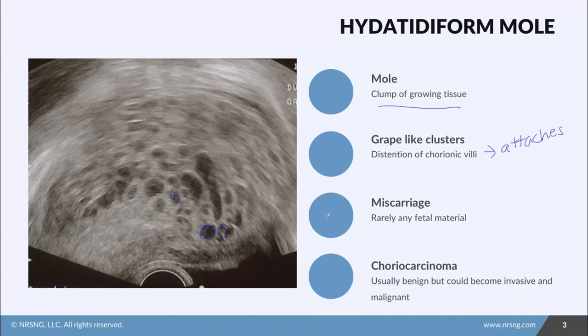The molar pregnancy will almost always result in a miscarriage, but there is rarely any fetal material. So when you're miscarrying this molar pregnancy, you're not going to get rid of fetal material, okay? You're miscarrying these grape-like clusters. So with this, it usually means we're going to have a D&C to help remove all these extra clusters of tissue and clean everything out of the uterus, because it can develop into a choriocarcinoma. Usually they're benign, but it could become invasive and malignant.